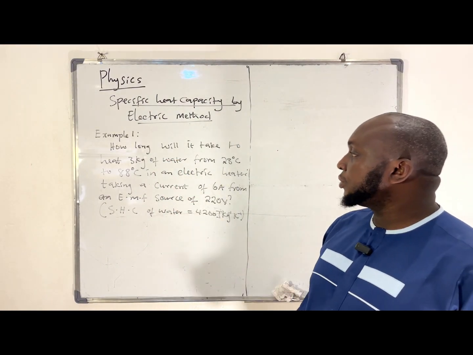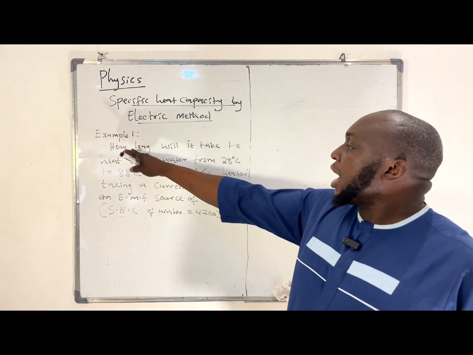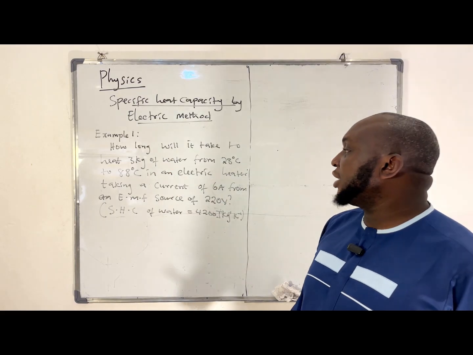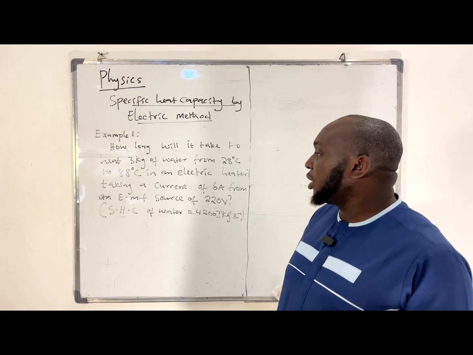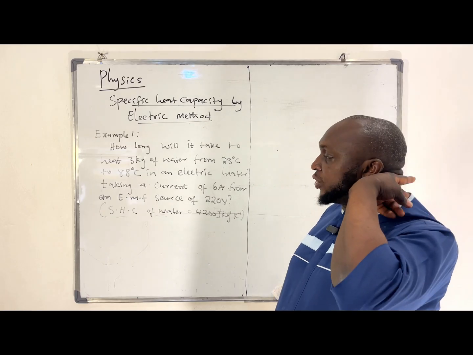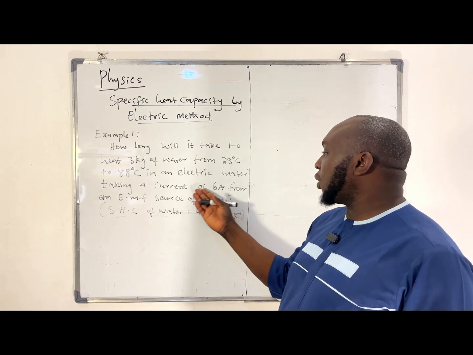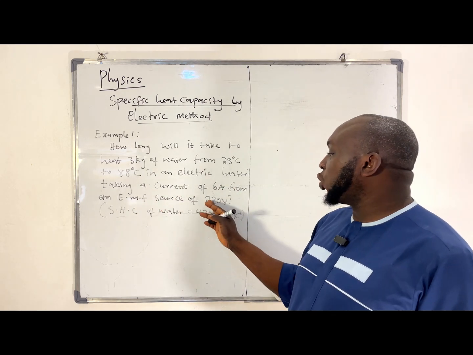Example 1. We have this question to solve for the time taken. They say, how long will it take to heat 3 kg of water from 28 degrees Celsius to 88 degrees Celsius in an electric heater, taking a current of 6 ampere from an EMF source of 220 volt.